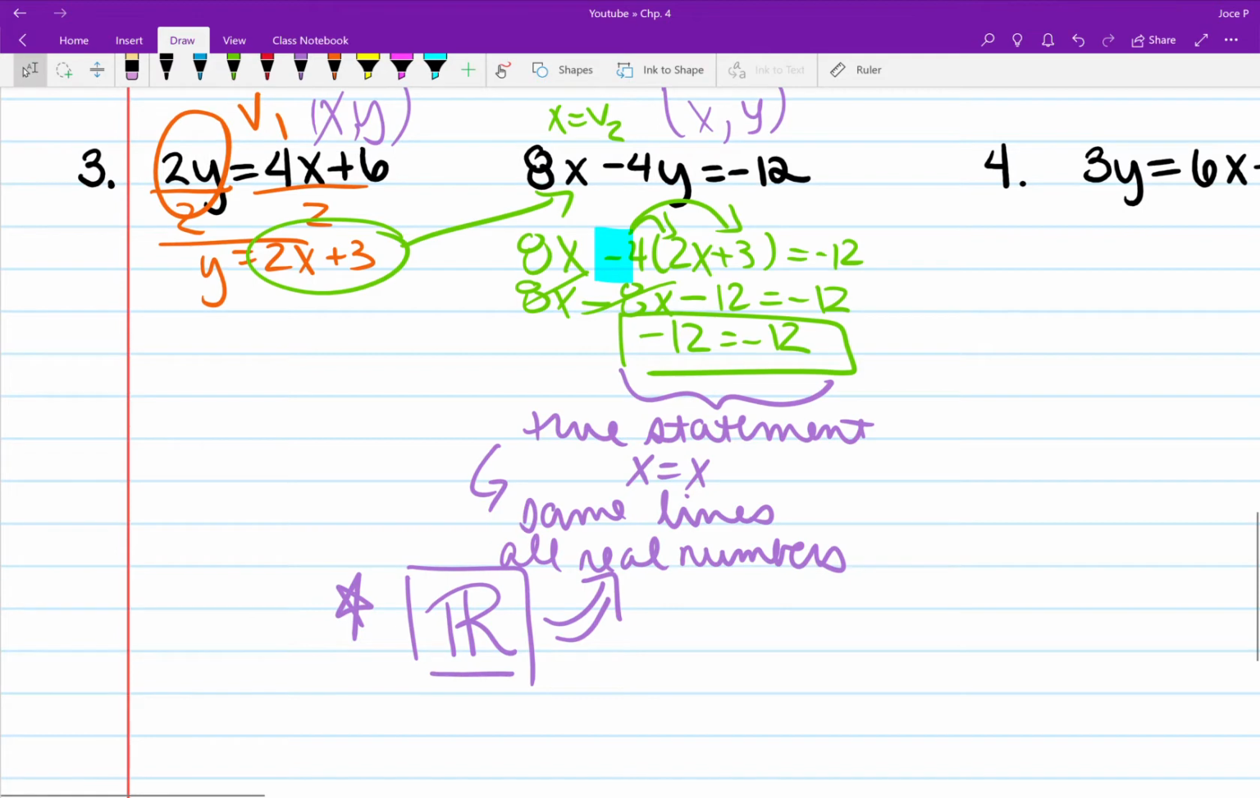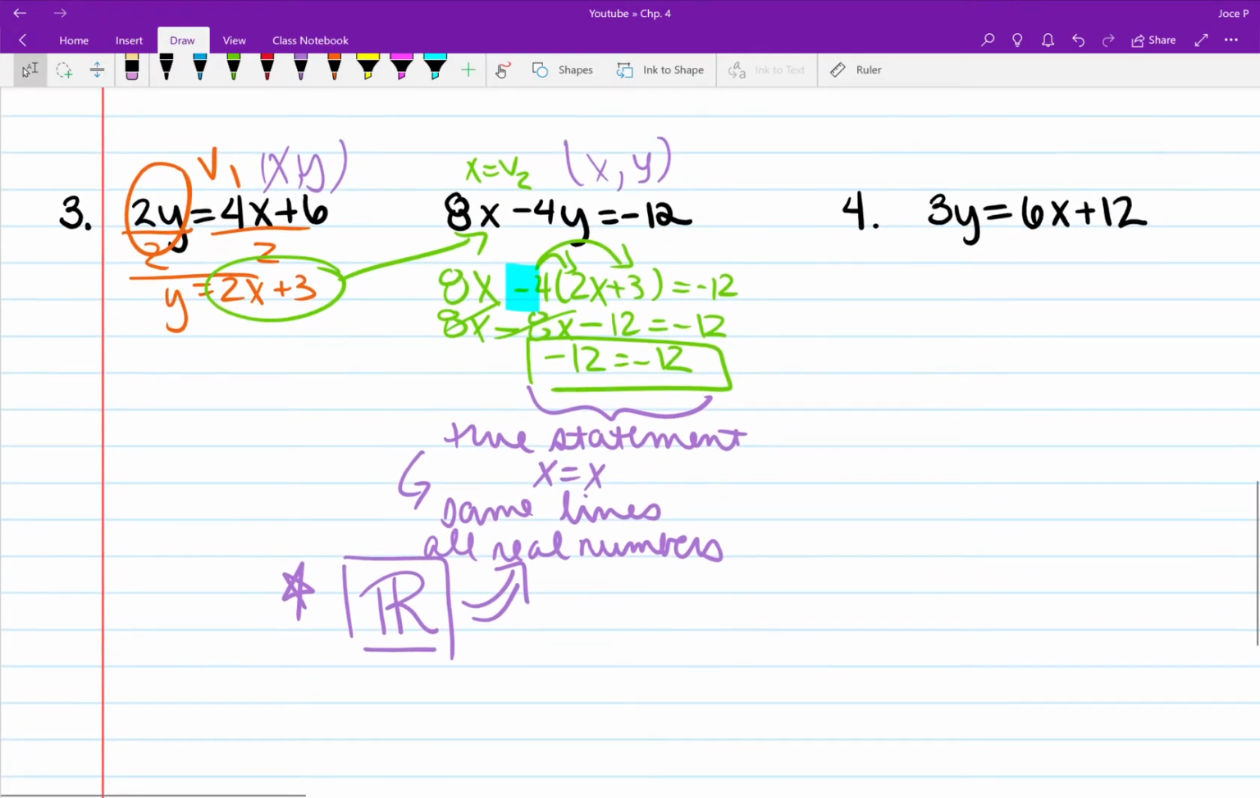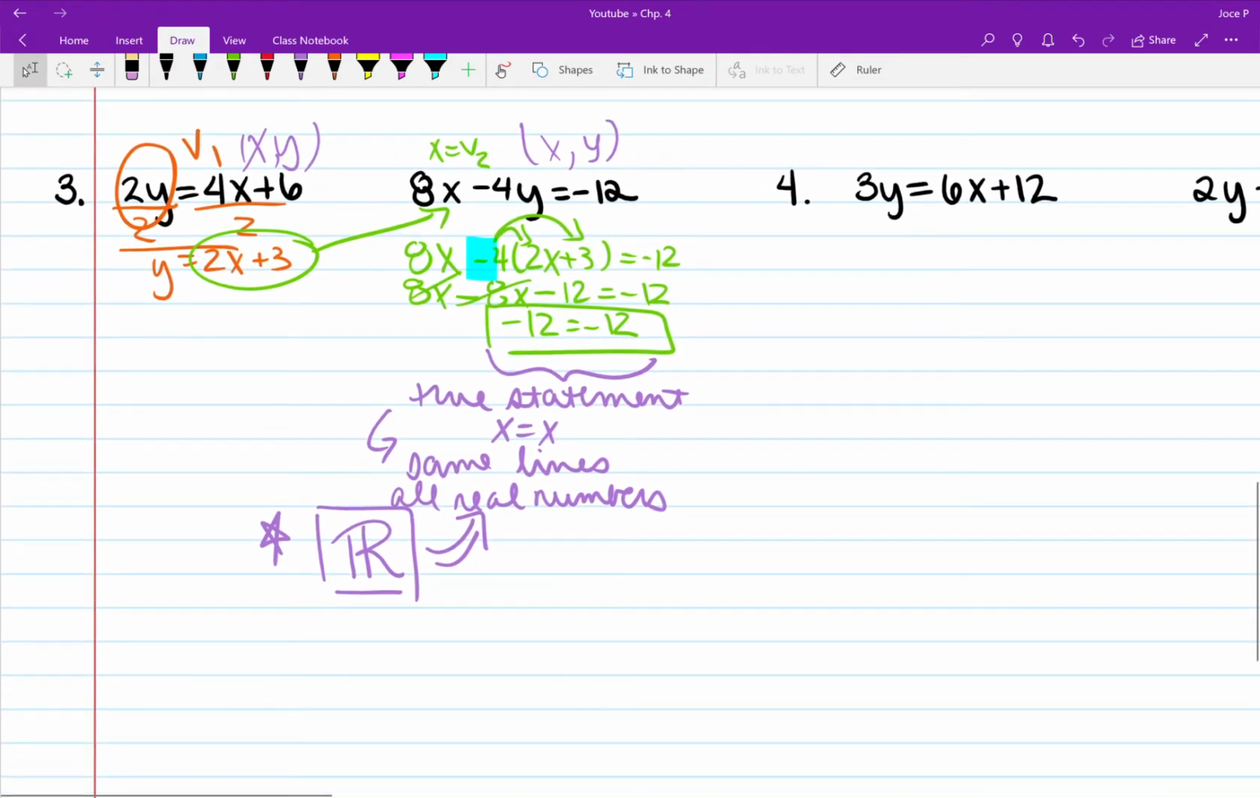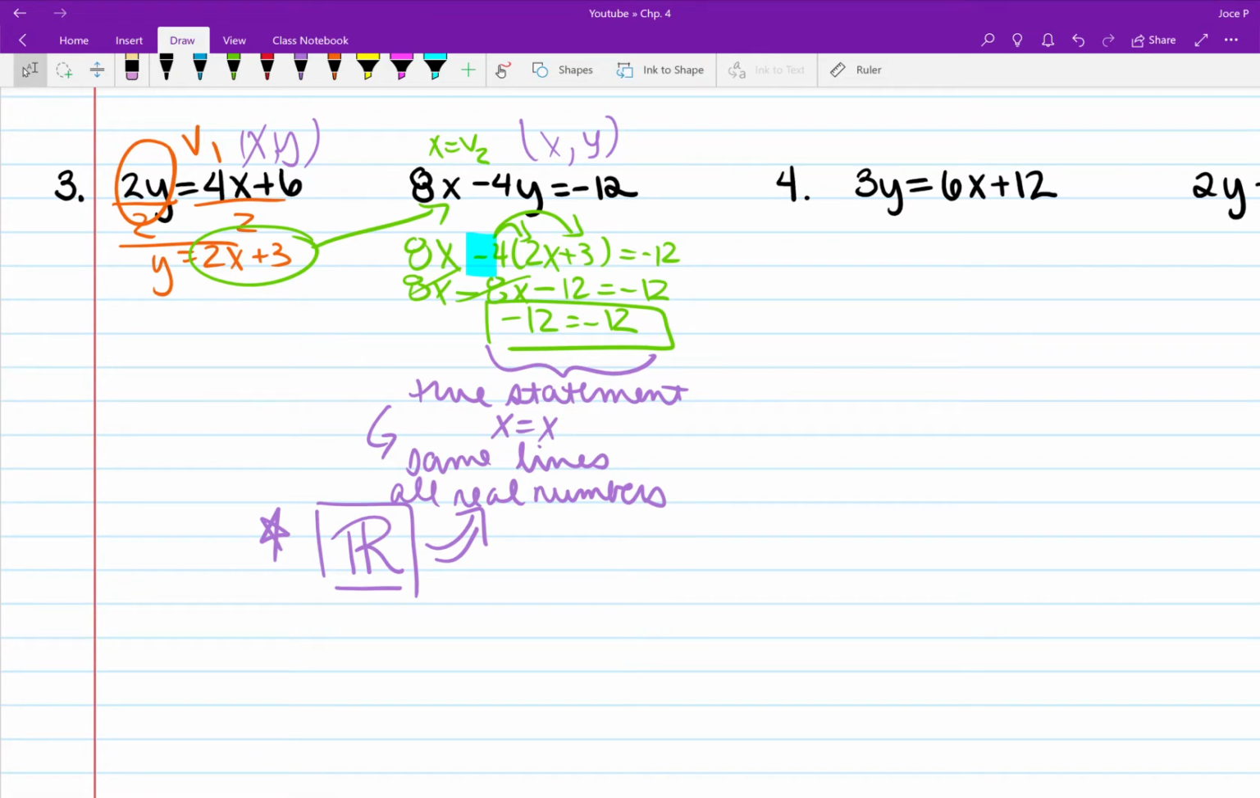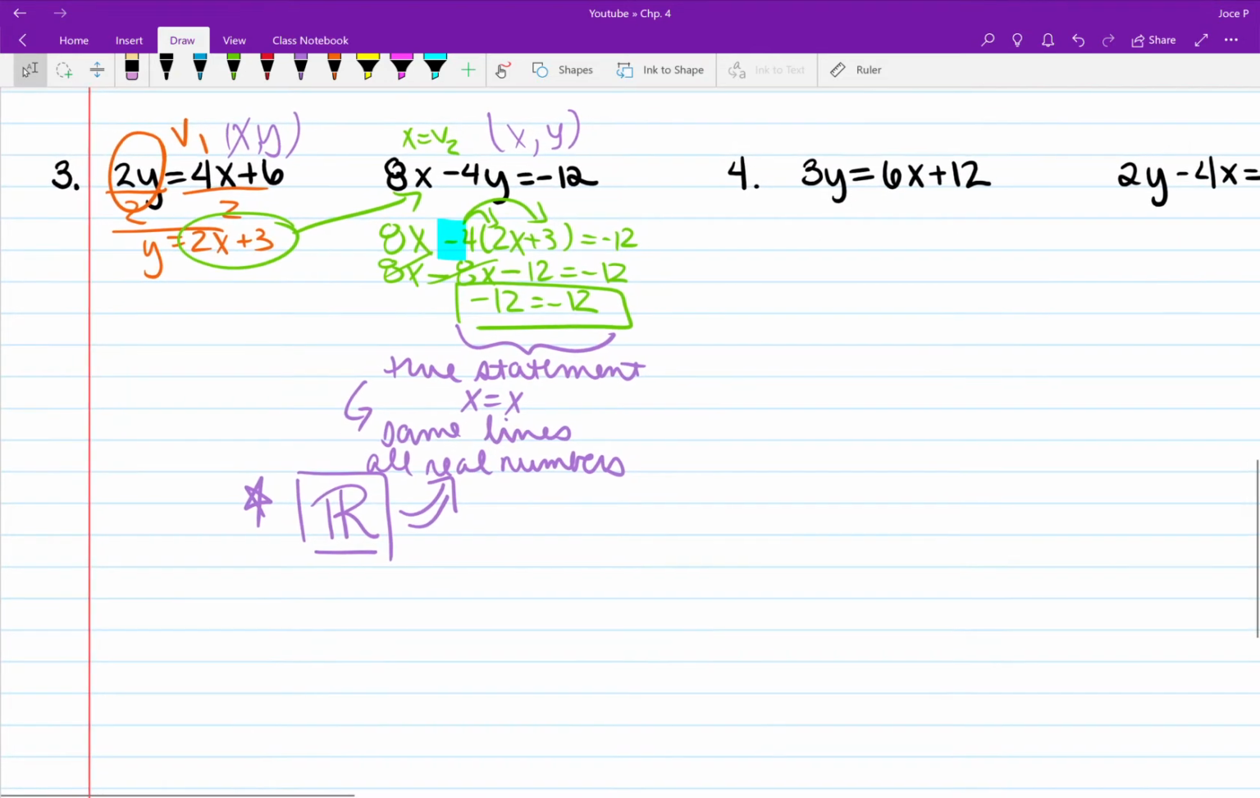Also, if we take a step back and we make these 2 equations into the slope-intercept form, we will see that although they look like different equations right now in their messed up form, they're actually the same thing. So let's just take time to do that. 2y equals 4x plus 6, and then 8x minus 4y equals negative 12.